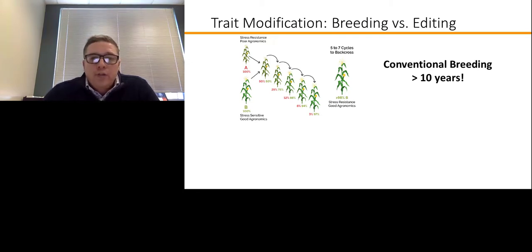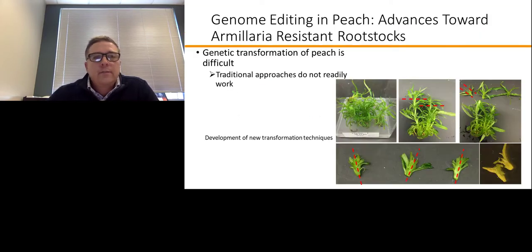However, genome editing offers this particular outcome in a much shorter time scale. So genome editing is essentially taking the resistance gene and directly transferring it into the sensitive line with good agronomics. So we can achieve something like this with 1 to 2 cycles using the elite genetics in less than 5 years. So this really holds the potential to accelerate our breeding activities.